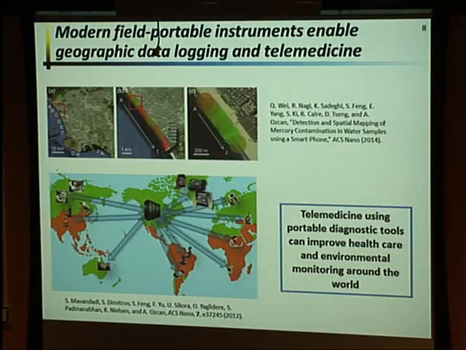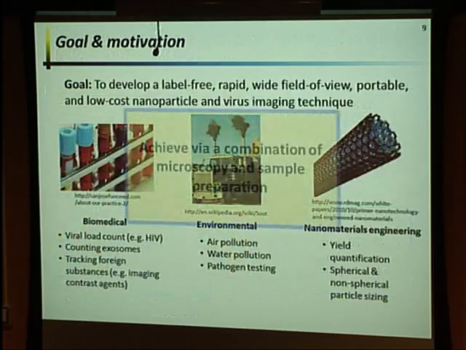And then the other advantage is that you can enable telemedicine. If you have these sorts of platforms where they can track the location where these diagnoses are being made, you can very easily bring up heat maps of where things are happening. This is one example looking at environmental monitoring from our group, where they were doing environmental monitoring using a smartphone, looking at mercury contamination along the beach in Los Angeles, and they could collect samples from different areas and then build up this sort of heat map. But you can imagine this being done over a larger scale where you have information from across the world and you can track epidemics and these sorts of things.